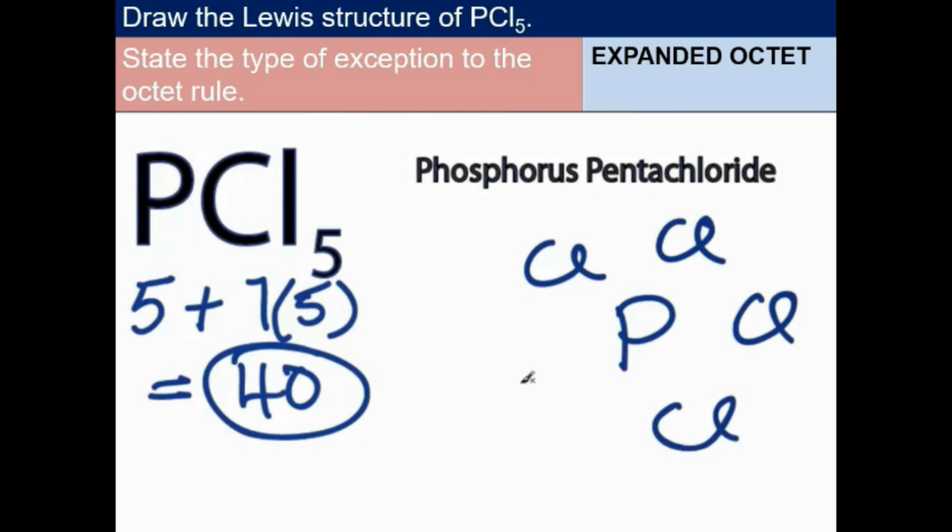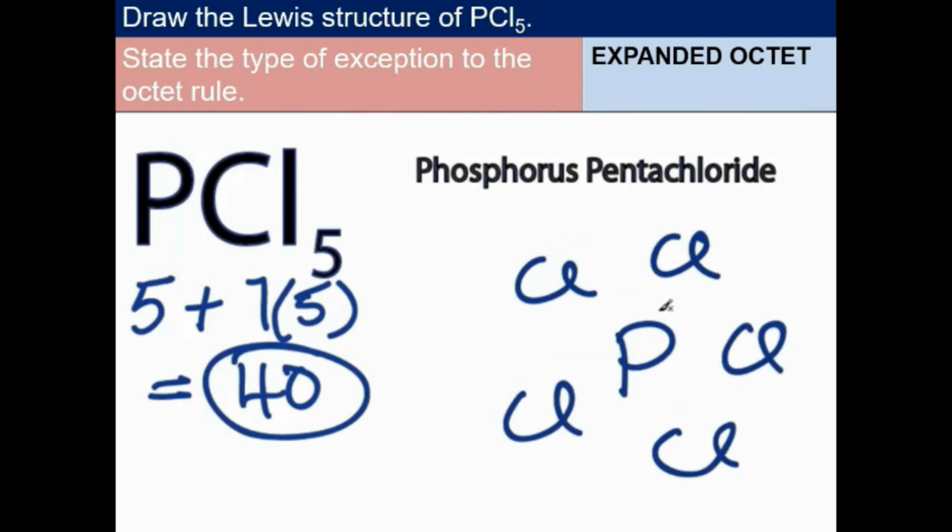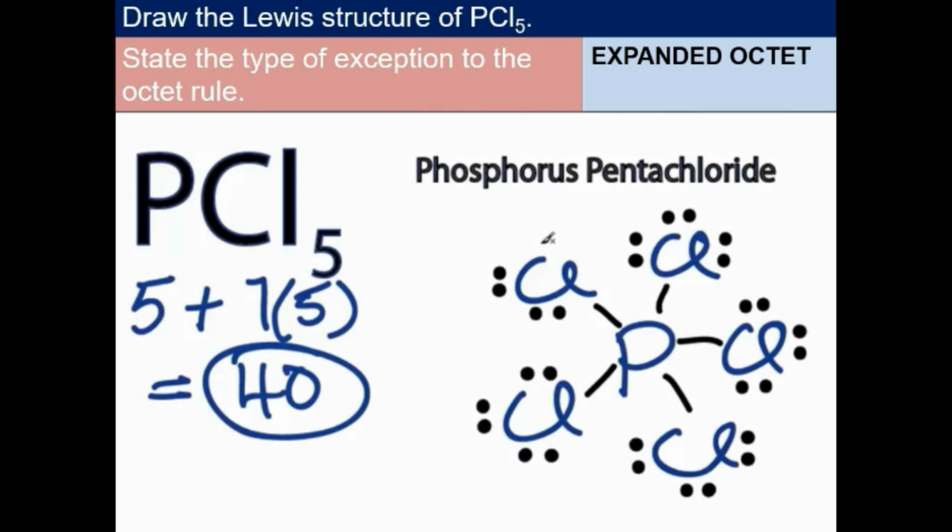So we have 5, and there they are. We'll draw a line between each phosphorus and chlorine, which will represent a chemical bond. So that's a pair of valence electrons there. So we have 1, 2, 3, 4, 5. We've used 10 valence electrons. Now we'll go around the outer atoms and put valence electrons on those until we use the rest up. So we have 10, 12, 14, and 40.